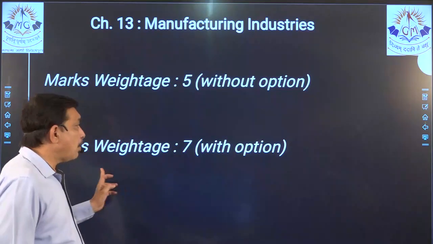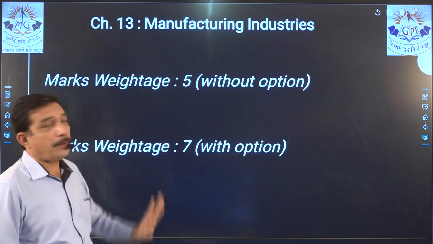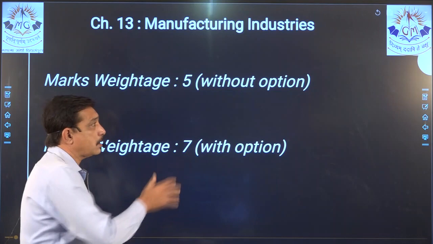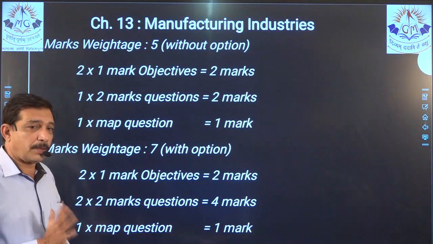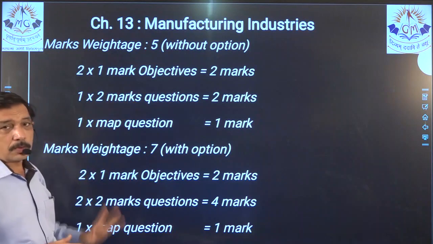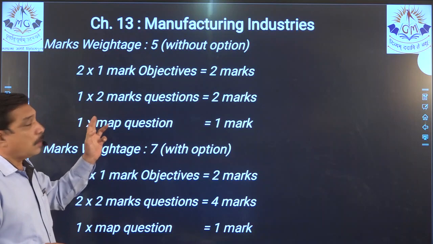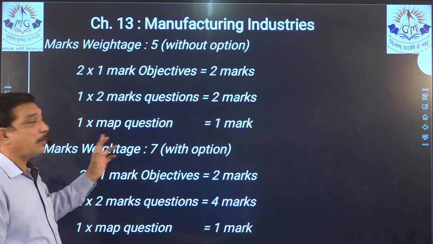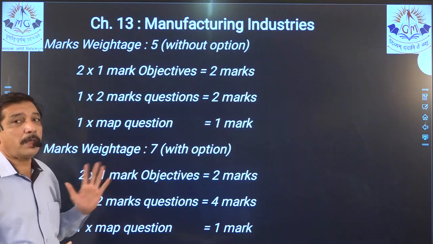Then you have marks weightage of 7 marks. That means if we prepare this chapter properly, then we can get 2 extra marks very easily. Now what is the bifurcation of marks for this chapter? 5 marks are fixed. Which are they? 2 objectives of 1 mark each will be asked, so 2 marks over there. 1 question of 2 marks will be asked, that is 2 marks, and 1 map question is compulsory from this chapter, so 1 mark for that. So a total of 5 marks are there, right?